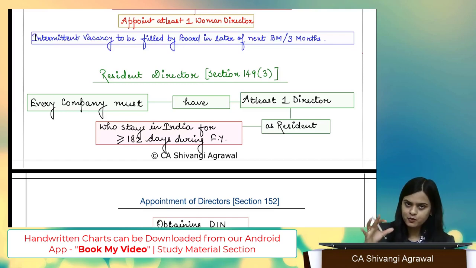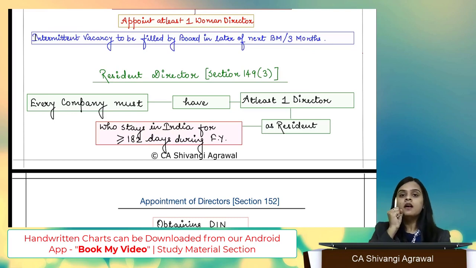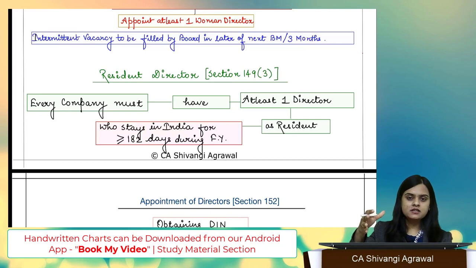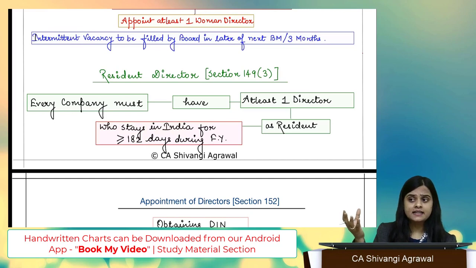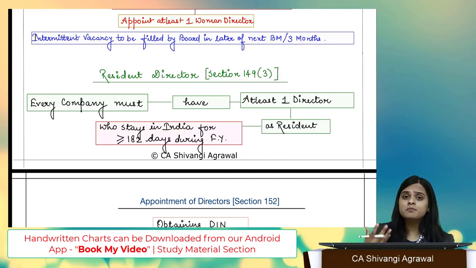But what if it is a listed company and a woman director was appointed for a tenure of 5 years, but before that only the woman director died? This gives rise to intermittent vacancy, because if it is not filled, it has to be filled. Because if the woman director has died, there is no woman director, and it is non-compliance of law, so it must be filled. Who has the power to fill it?